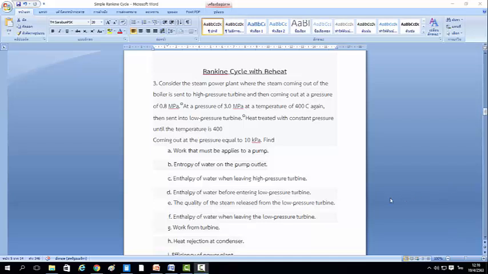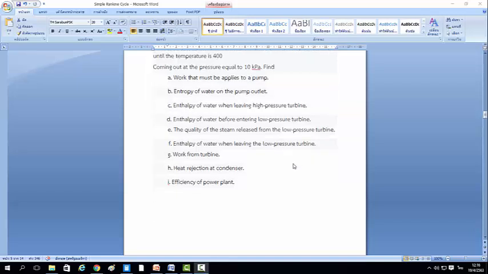Let's continue with the Rankine cycle with reheat. Consider a steam power plant where the steam comes out at a pressure of 3 megapascal and a temperature of 400 Celsius, and into the low pressure turbine, the reheat happens at constant pressure of 0.8 megapascal until the temperature is 400 Celsius. Coming out, the pressure is equal to 10 kilopascal.